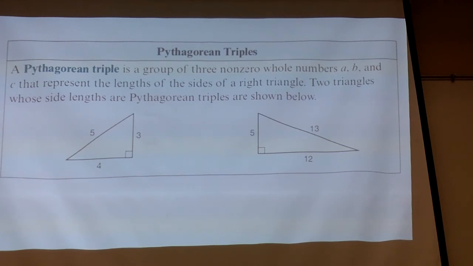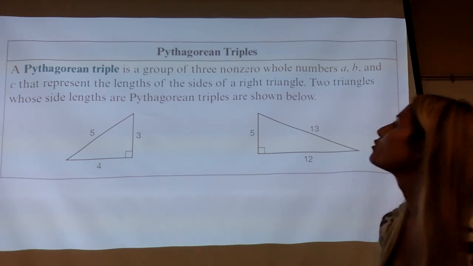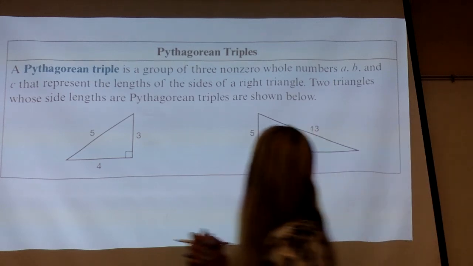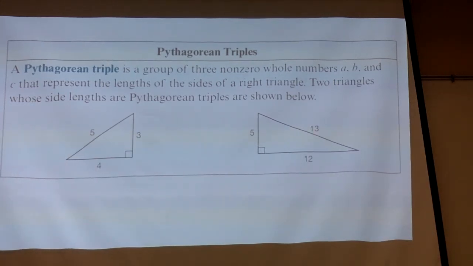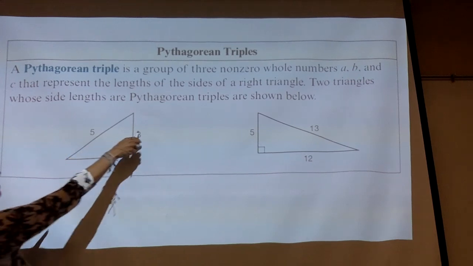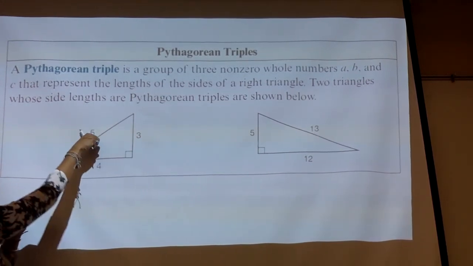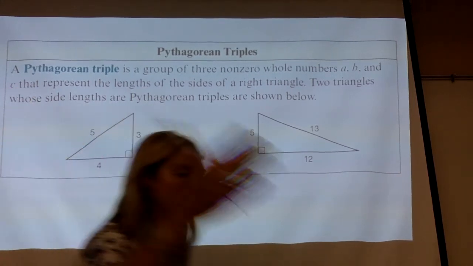Okay, we've got Pythagorean triples. A Pythagorean triple is a group of 3 non-zero whole numbers, A, B, and C, that represent the lengths of the sides of a right triangle. Two triangles whose side lengths are Pythagorean triples are shown below. If you square the 3 and you square the 4 and you add them together, you square the 5, it's all going to be equal to each other.